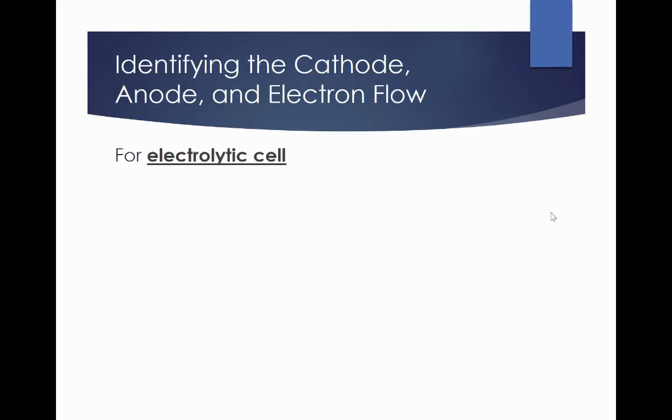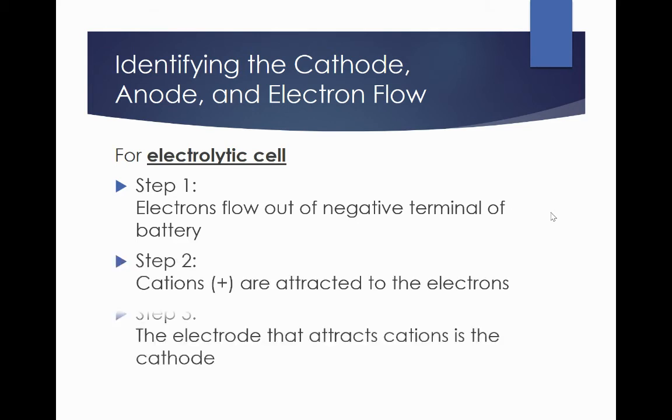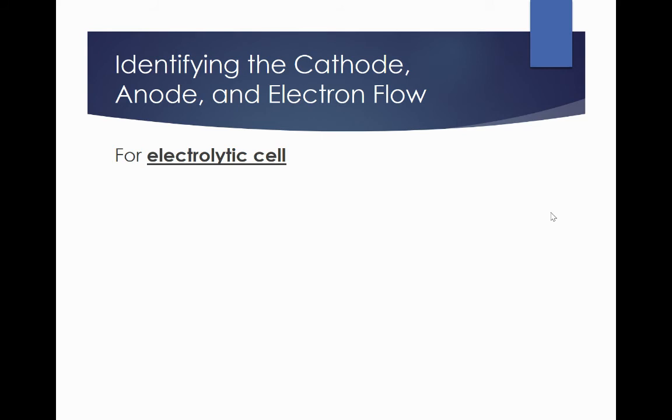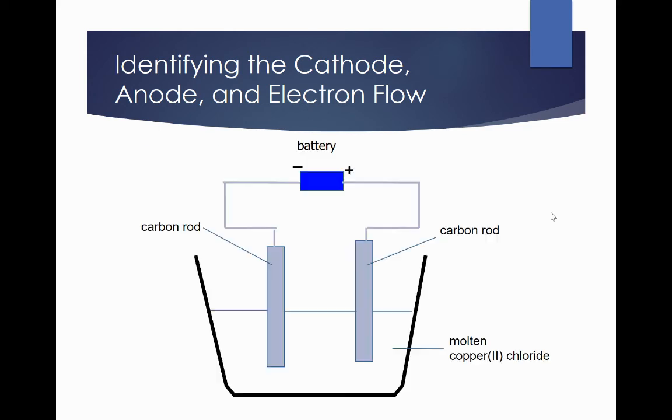Now, I'm going to share with you 5 steps to help us to identify the cathode, the anode, and the electron flow. Now, step 1, 2, and 3 are shown on this slide. You can pause the video and look through them yourself. Now, the next slide will show step 4 and step 5. And I'm going to run through one example to help us to try this out together.